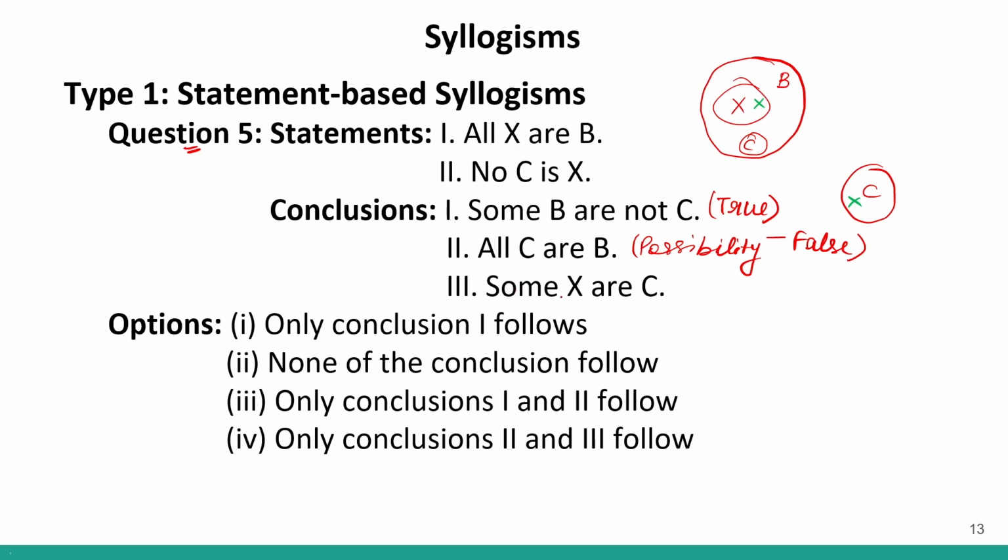Conclusion number 3 says some X are C. Again, some X cannot be C because they are not overlapping. Hence, this is a false statement. So, only conclusion number 1 is following. Option number 1 says only conclusion 1 follows. This will be my answer. Okay?